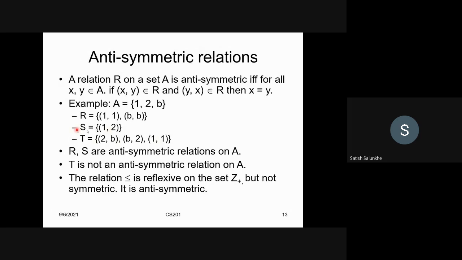Now, considering this relation S, x comma y belongs to R, but you do not have y comma x belongs to R. So this property is not failing. Means what? It is not the case that x comma y belongs to R and y comma x belongs to R and x and y both are not same. This property is not violated. Therefore, this relationship is antisymmetric. Relation S is antisymmetric because it is not violating the antisymmetric property.